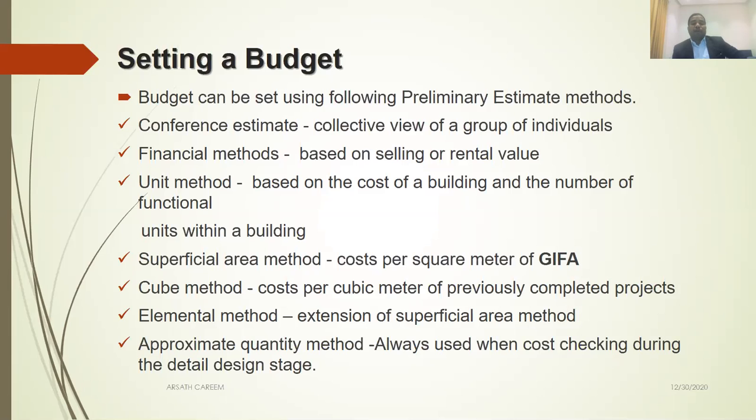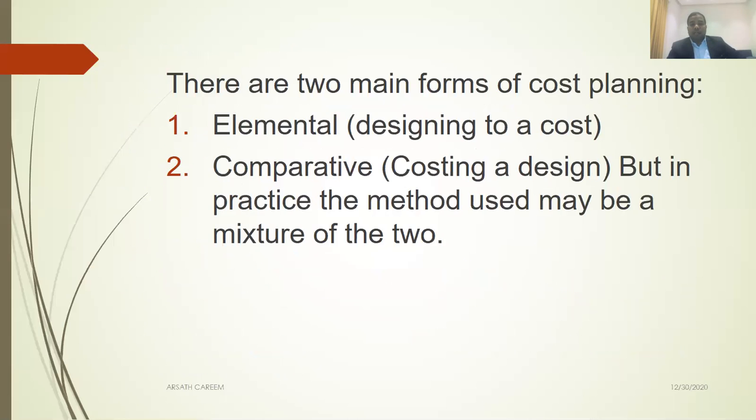The final one, approximate quantity method, always used when cost checking during the detailed design stage. This is not often used in the pre-contract concept stage, but widely used in the later design stage. When you're able to measure the quantity, this method can be used. So this is the explanation for setting a budget. Once you set the budget, it becomes a cost limit. So the cost plan process starts.